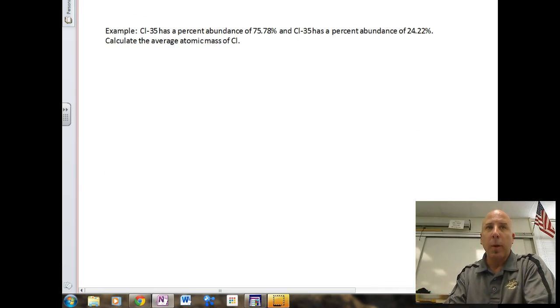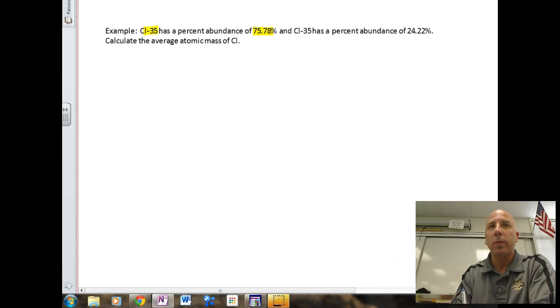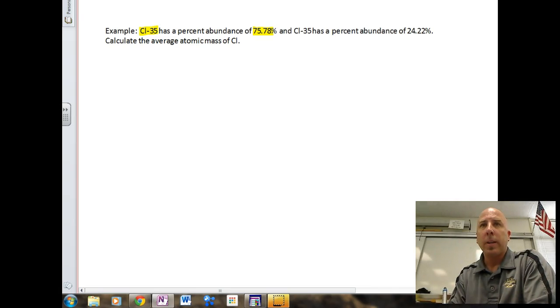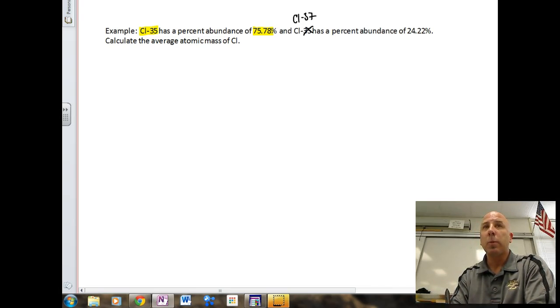So here's an example. We have chlorine 35, and they're telling us that our percent abundance is 75.78. So that's a pretty high percent abundance for an isotope. And I think I have a typo here. I do have a typo here. This should read chlorine 37 has a percent abundance of 24.22. Calculate the average atomic mass of chlorine. So we have 2 different isotopes, and they both have differing percent abundance.